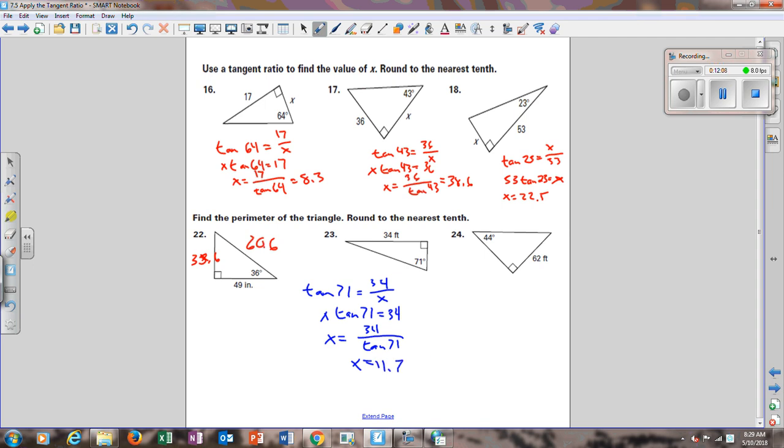So this here is 11.7. Now to find the perimeter, we have to find this hypotenuse. So we use the Pythagorean theorem. 11.7 squared plus 34 squared equals x squared. So it gives you 1292.89. Take the square root of that and you get 35.95, or 36. So this would just be 36. You add them all together. So you get 85.7.